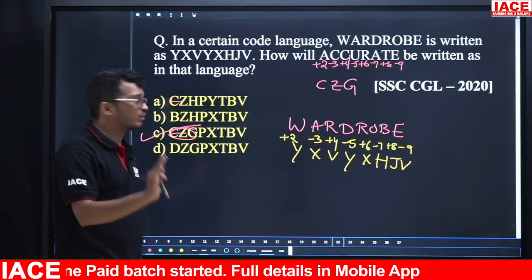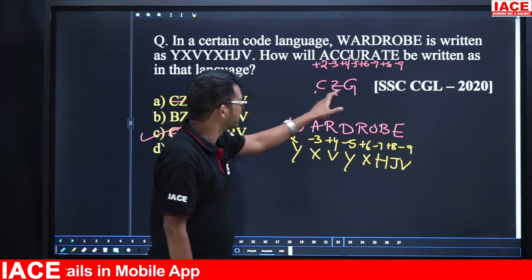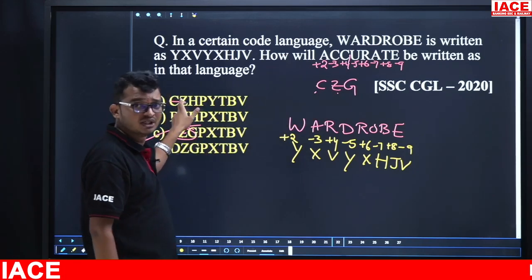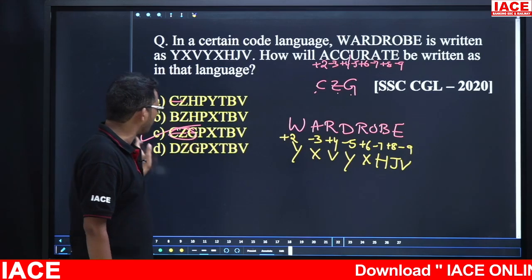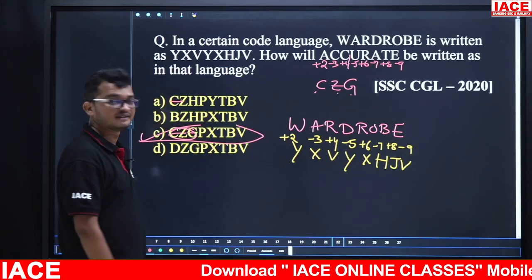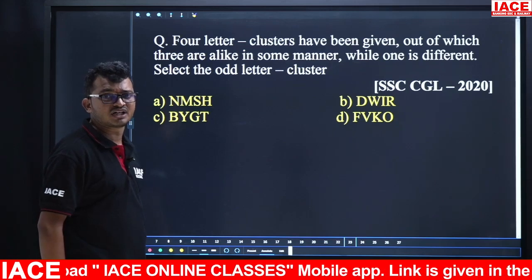Don't convert the entire word. So first three letters, C, Z, means with CZ here we are having two options. Go for the next letter here, G. So C, Z, G, here we are having only one option. So the answer is option C. Next, take the next question. Your time starts now.